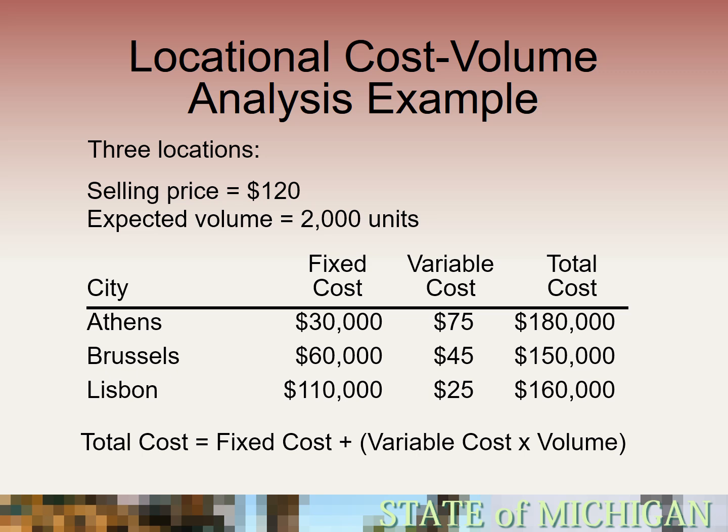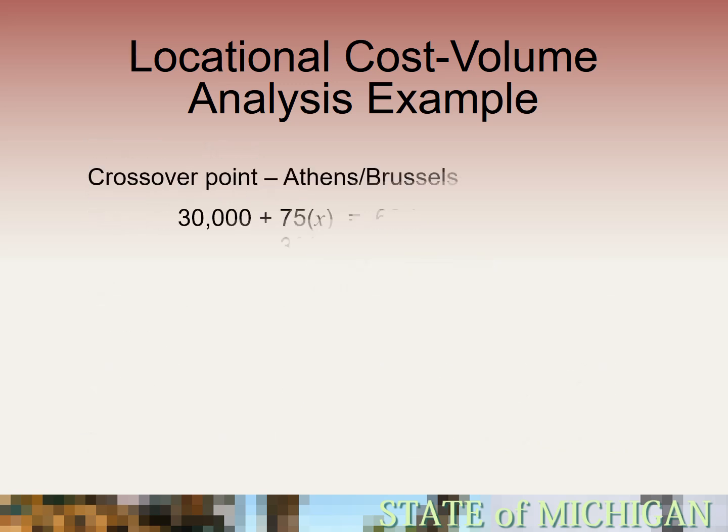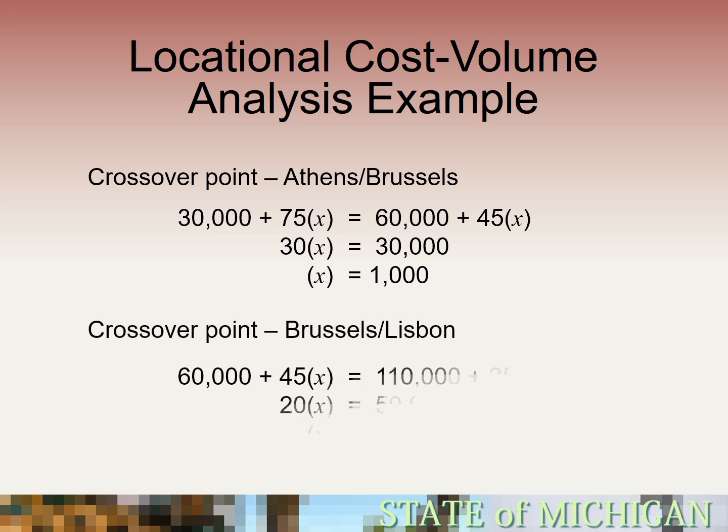So you figure the total cost by looking at the fixed costs plus the variable cost times volume. The crossover point would be Athens, Brussels, or Brussels, Lisbon. And you can see the math here.